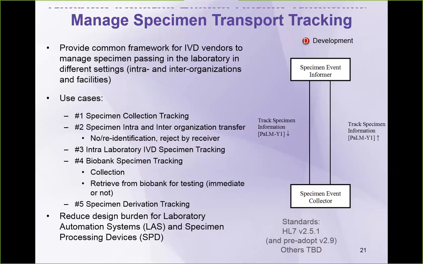And what we're hoping is going to happen with this is that we're reducing the burden for automation systems and processing devices. And we're going to use 2.5.1 as a base standard with a few pre-adoptions from version 2.9. I don't think we have a lot of outside vocabulary that we need to use, because it's really just saying, for example, this is the specimen and it went from here to here. Next slide.